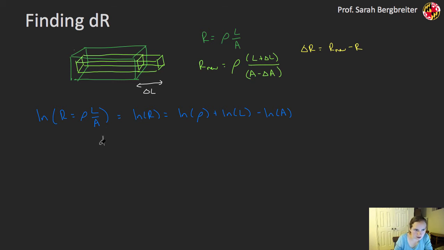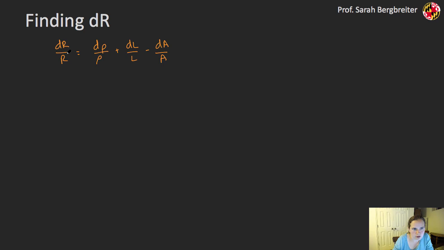And I know from calculus that if I take the derivative of the natural log of x, then I will get 1 over x dx, or dx over x. So if I do this up here, I'm going to get dR over R is equal to d rho over rho plus dL over L minus dA over A. So I've rewritten that equation here, and my dR here is going to give me my delta R, right? That's ultimately what I'm interested in.